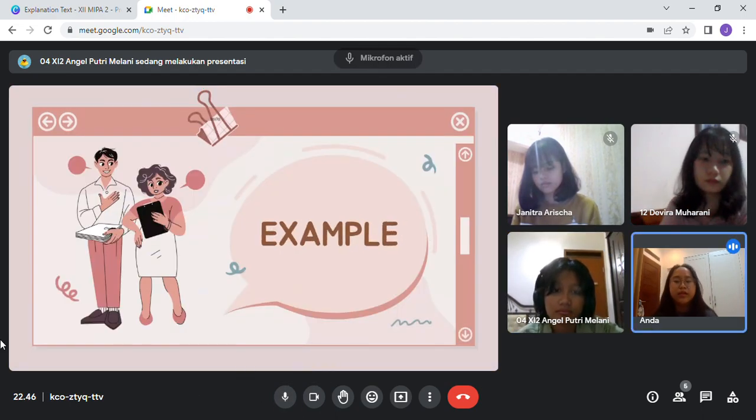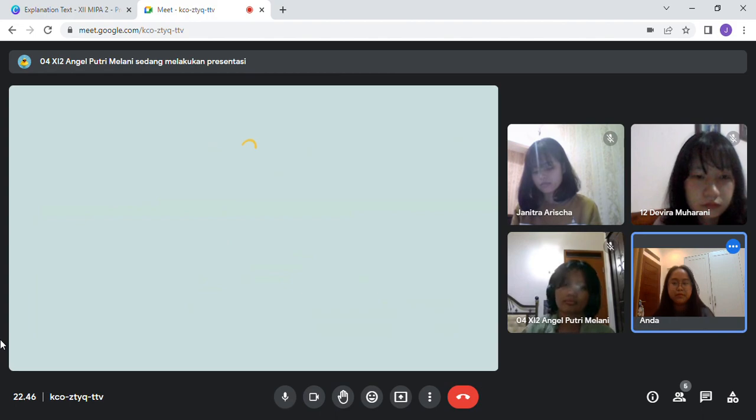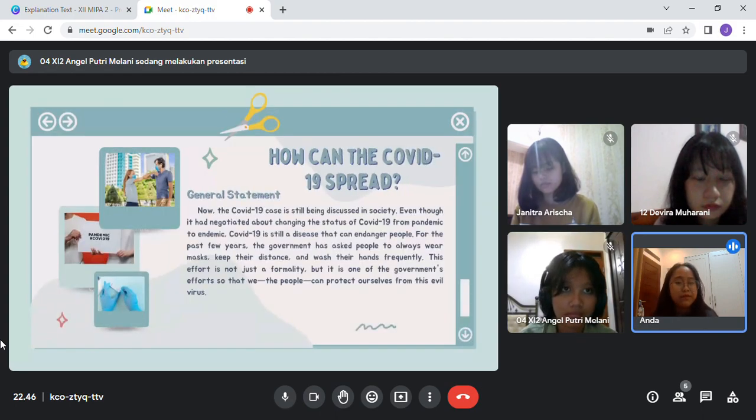The next one is an example of explanation text. Okay, next slide. How can COVID-19 spread? This is the general statement of the text. I will read the text.